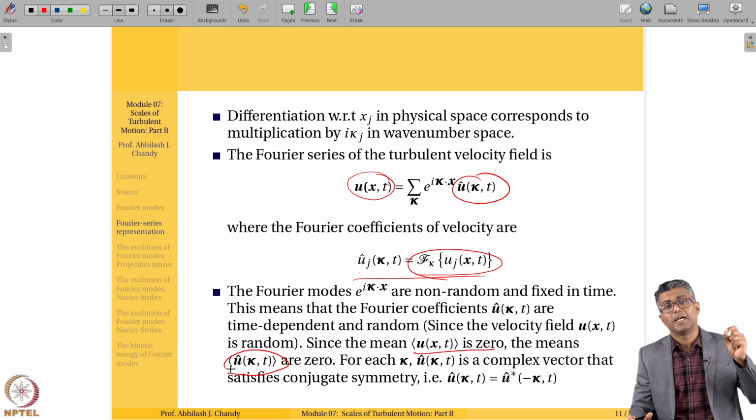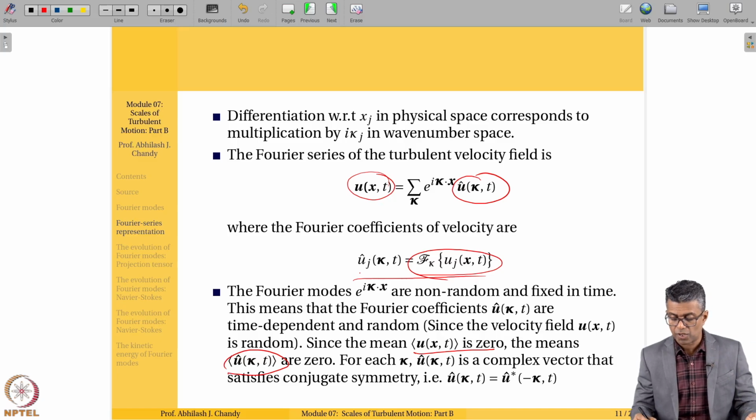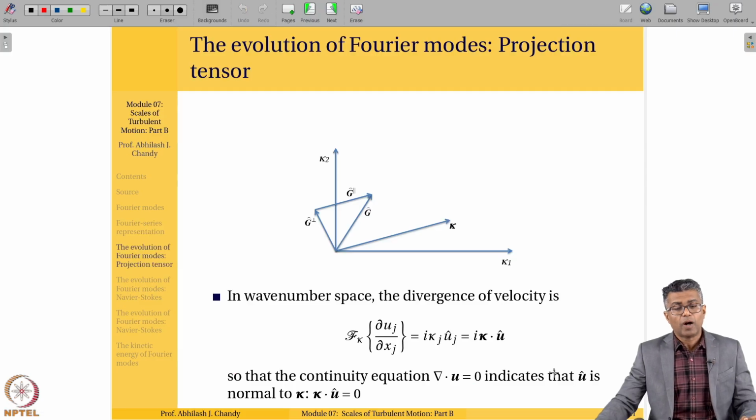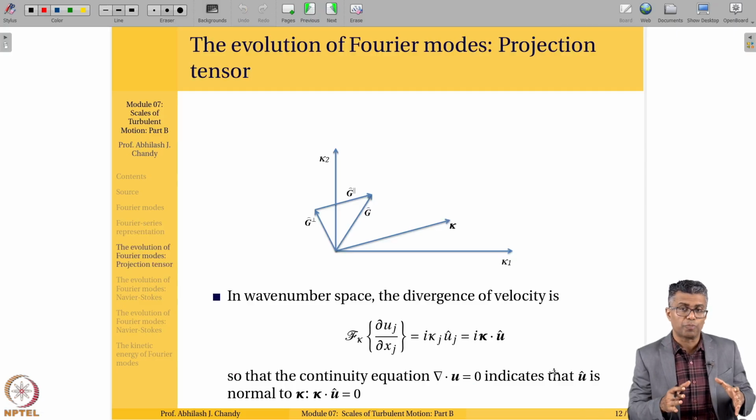And also u hat, which is the complex space or wave number space variable, satisfies the conjugate symmetry, which means u hat of kappa,t is u hat star of minus kappa,t. So u hat of kappa is u hat star of minus kappa. So the conjugate symmetry is satisfied. This is the basis now, isn't it? Now we will look at how these Fourier modes evolve in the context of the Navier-Stokes equations.